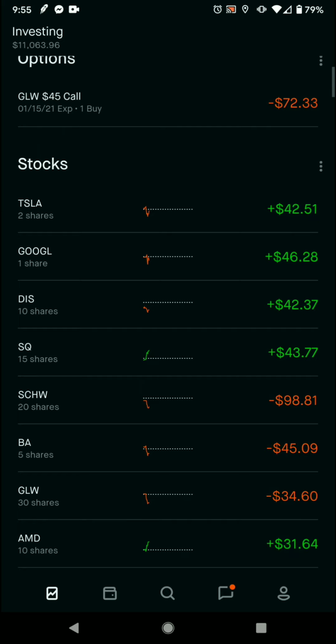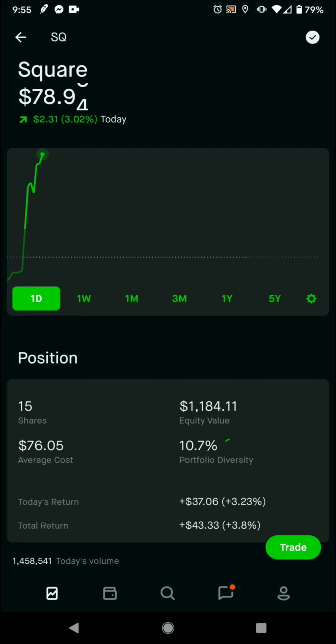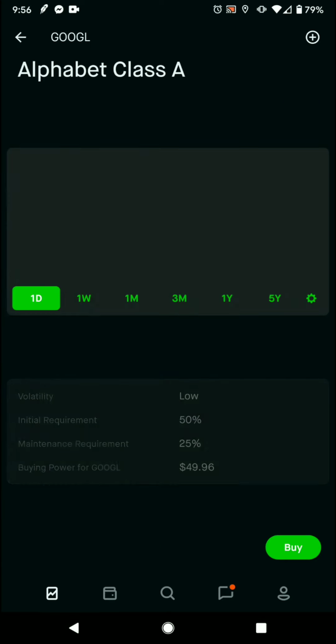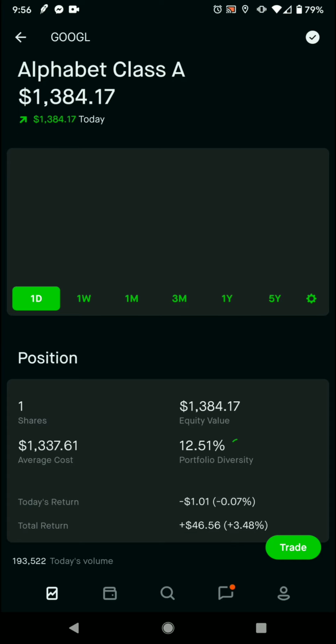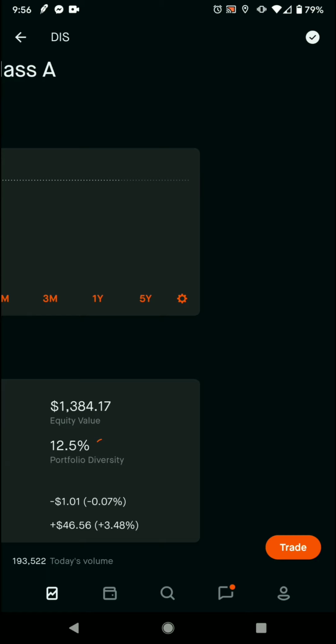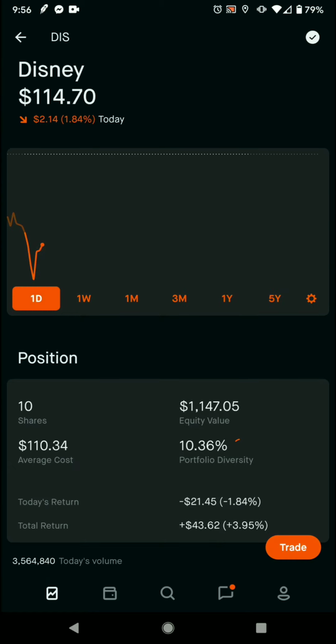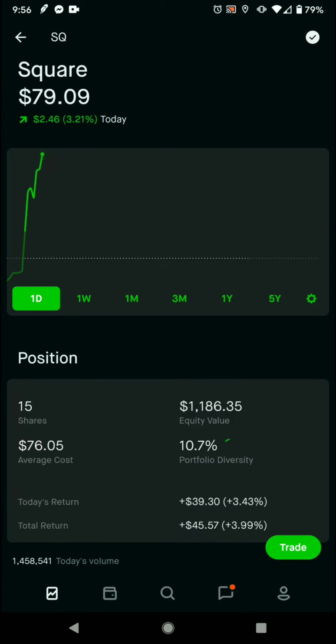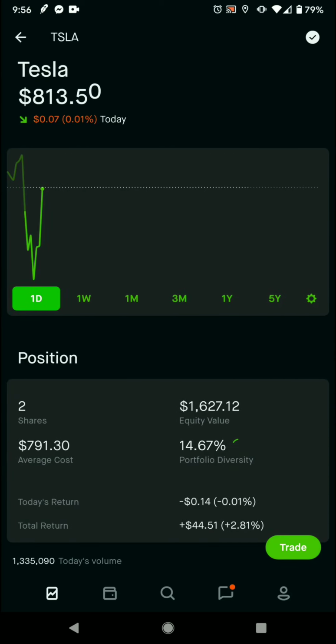Some of my favorite companies to own have been Square, Disney, Google, Tesla, Corning Glassworks. I always get a kick out of telling people I own Google. Because technically, once you buy a share, you are a partial owner of the company. So it's always a fun reason to invest, right?